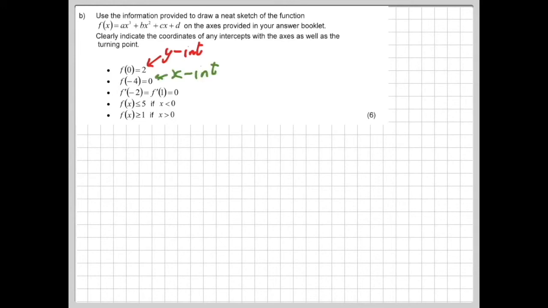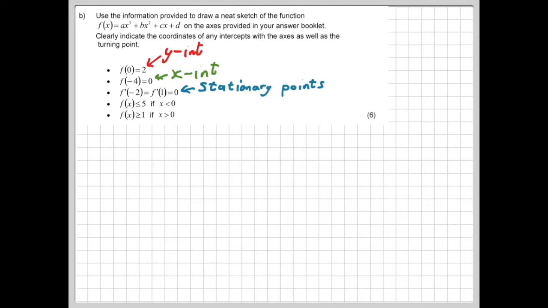The third line, f'(negative 2) and f'(1) is 0, my apologies, f'(1) is 0. Where on a graph do we have derivatives equal to naught? Well, that must be at the stationary points. So in other words, we have this. Then we hit that interesting sting in the tail.